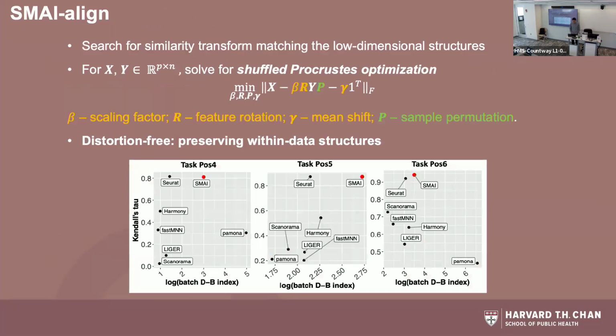And now let's turn to the second step, which is the alignment of a pair of data sets. Again, the goal is to search for a similarity transform matching the low dimensional structures.